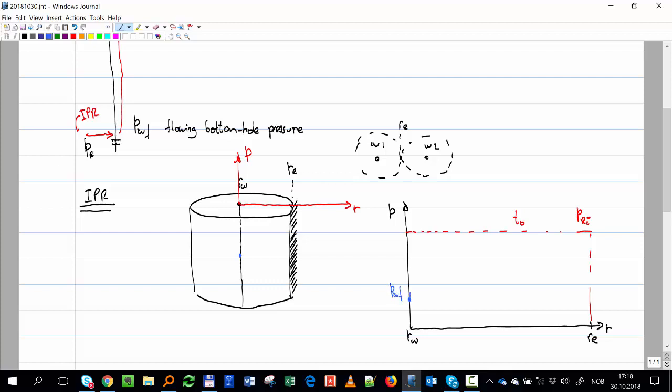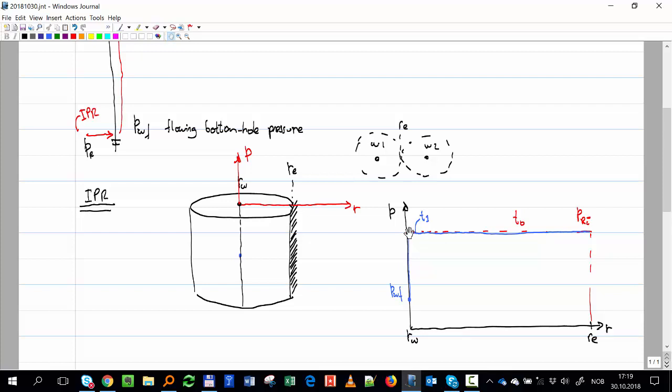So I have a very strong jump like that. All the rest of the formation will still be at PRI, the initial reservoir pressure. Only the small region, like 1 centimeter or 1 millimeter close to the wellbore, is going to feel that. But at that time, you have a difference in pressure, right? That pressure is high and that pressure is low. That's what drives flow, like in a pipe.